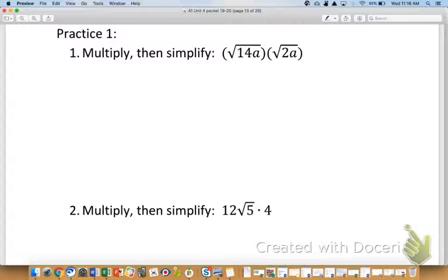Square root of 14a. So you're on a whole different one. This is the intro video material. Oh, practice one. Should be on practice one.